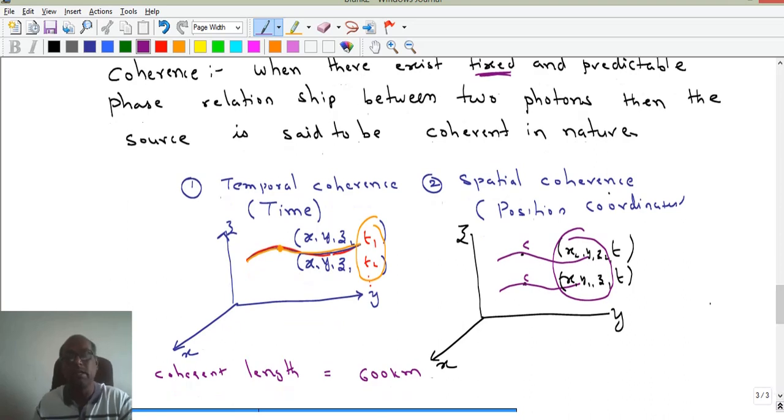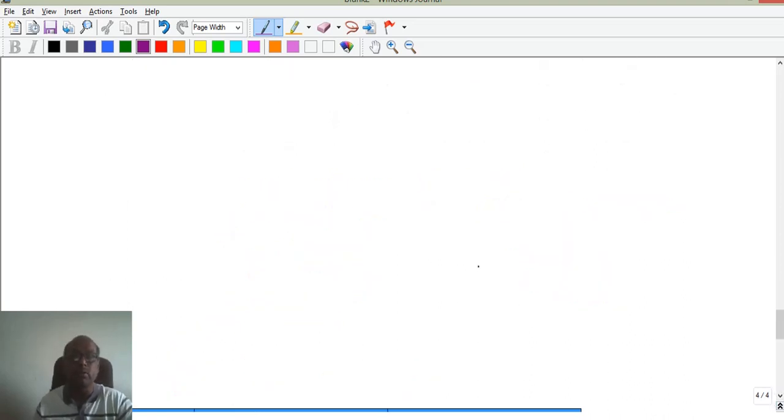So far we concluded that ordinary light is chromatic in nature, whereas laser light is monochromatic in nature. The second difference is that ordinary light is incoherent. There is no relation between one photon and another photon. But in the laser, there exists a fixed and predictable phase relationship between two photons. Now look at the third parameter. What is that? High directionality. Ordinary light is divergent, whereas laser light is directional.